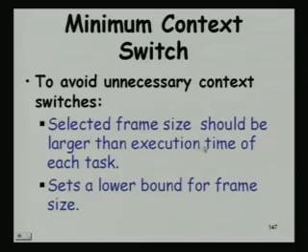So, for the minimization of context switch, we will set a lower bound of the frame size, and if we make the frame size any smaller, then the context switches will increase, and also the scheduler will run many more times, making the execution inefficient.